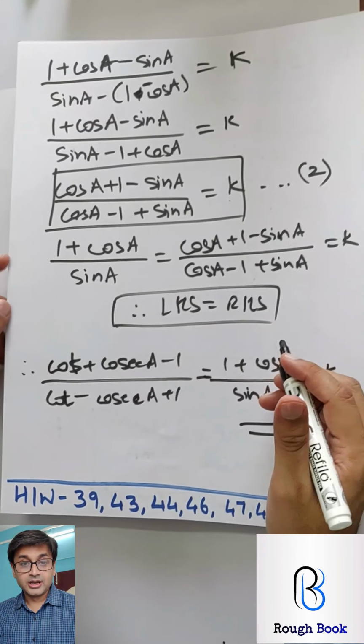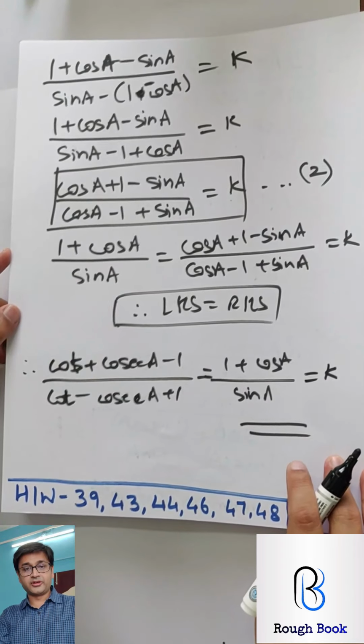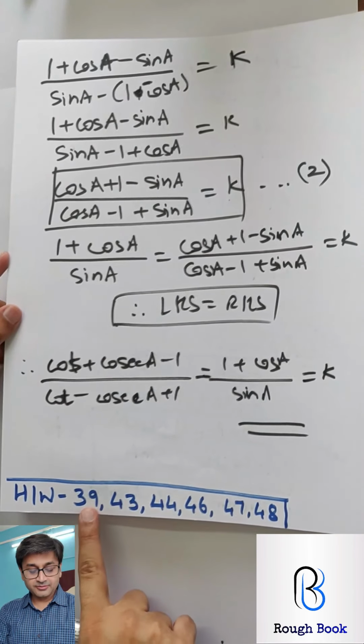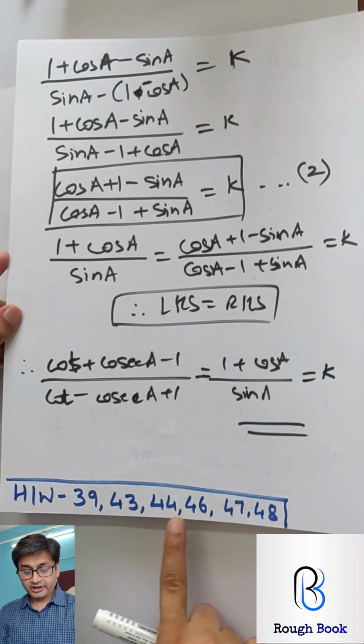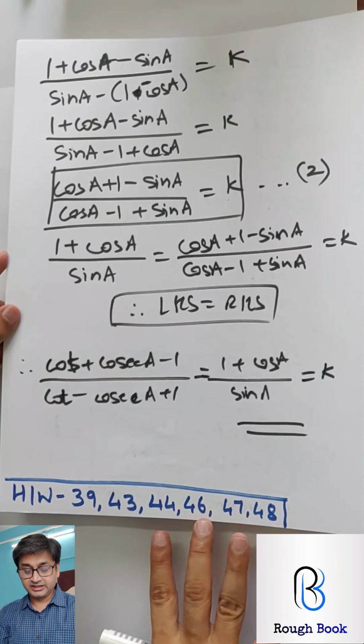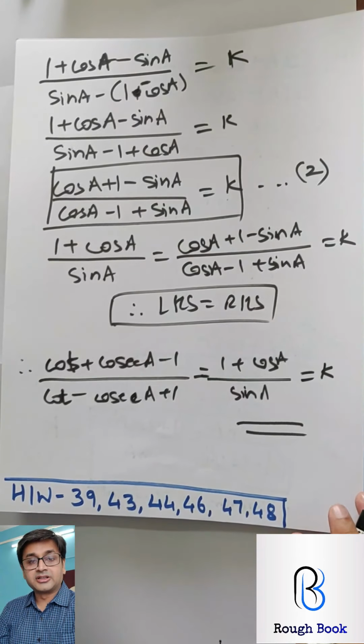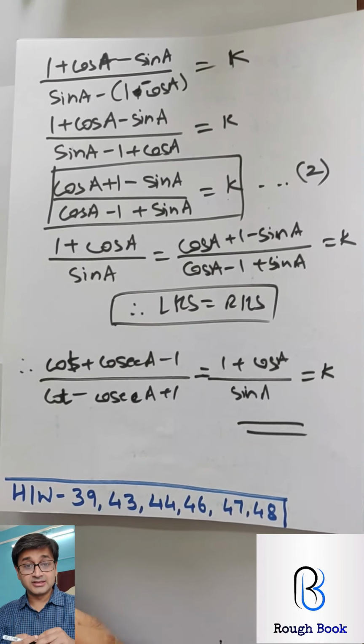I hope you got this one. With the textbook it would have been very difficult, so I have given you an easier method. Enjoy it. Homework, sum number 39, 43, 44, 46, 47 and 48. These are the sums I have repeated. Please do it twice so that you get a good practice on it and trigonometry becomes very simple for you.